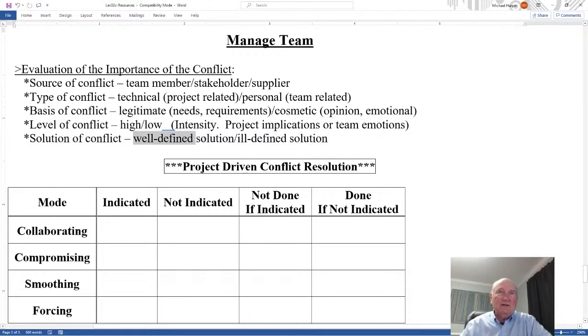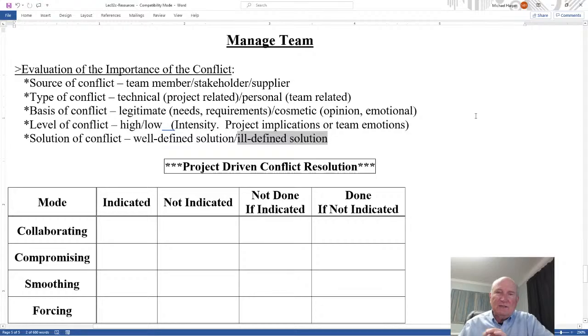If it's a well-defined solution, then approach that definition. If it's ill-defined, what I mean by ill-defined, there's no easy answer. You may be in a catch-22. If you do this, then this is going to happen, which is negative. If you do this, this is going to happen, which is negative. You're caught in a lose-lose situation, and that means it's ill-defined. There's a little bit of success, but there's a lot of failure on whatever you do.